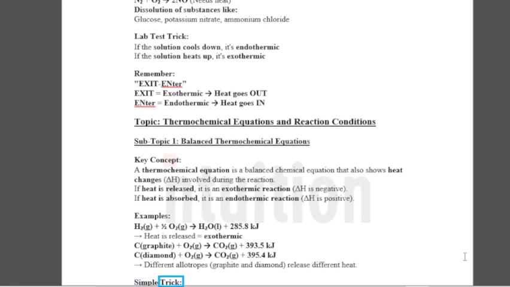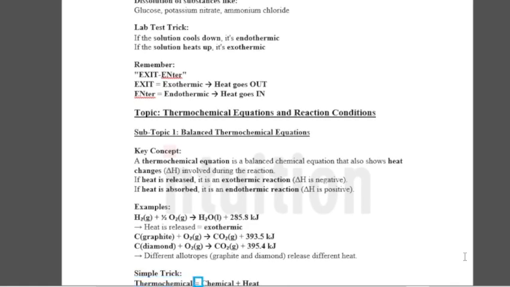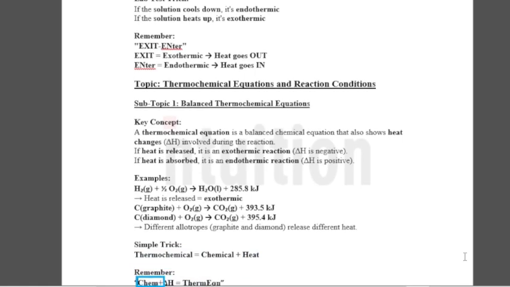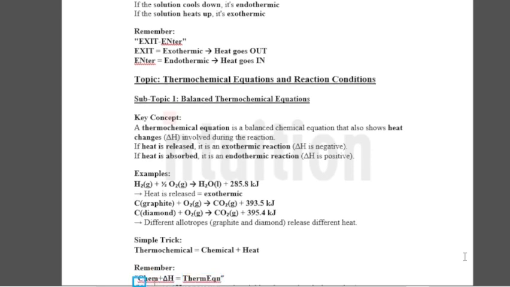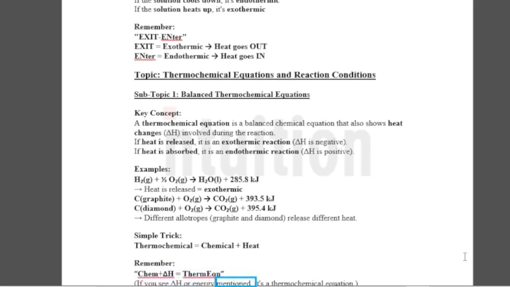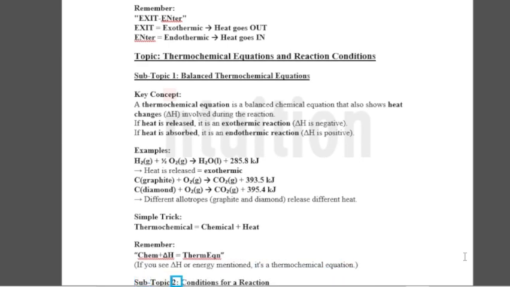Simple trick: thermochemical is equal to chemical plus heat. Remember, chem plus delta H is equal to thermo equation. If you see delta H or energy mentioned, it's a thermochemical equation. Subtopic 2: Conditions for a reaction.